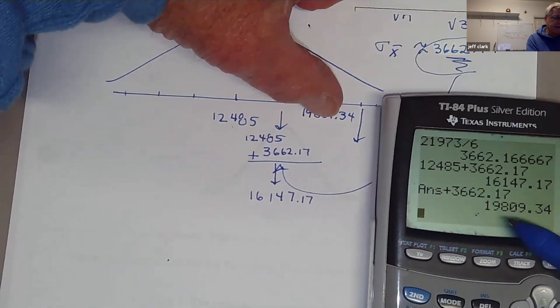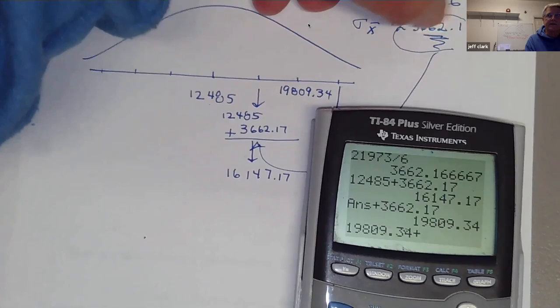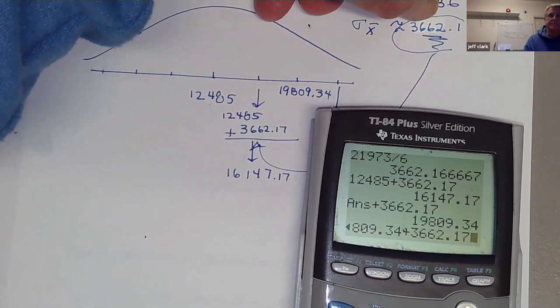So I'm going to take 19,809.34, and you're going to add another one of these guys, another standard deviation. And finally, we get 23,471.